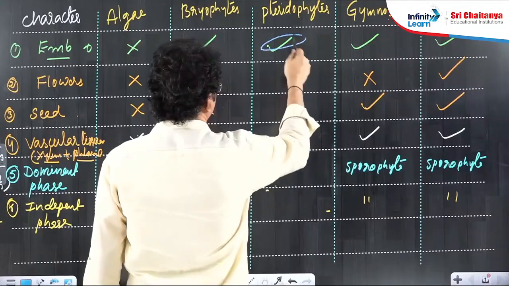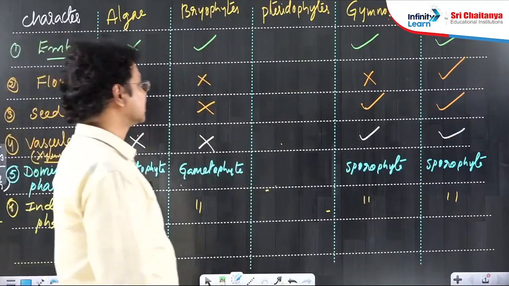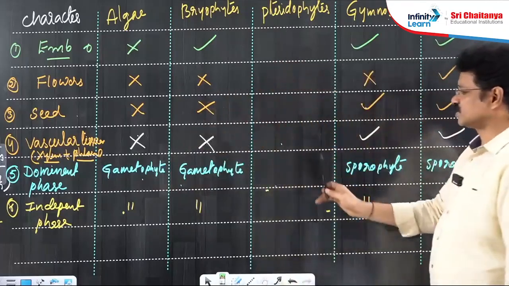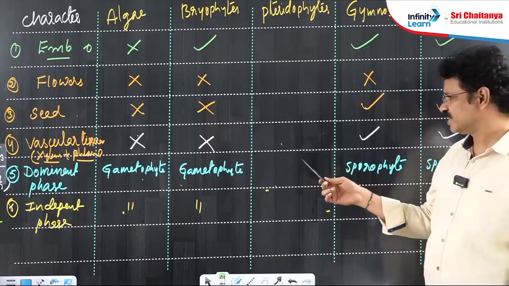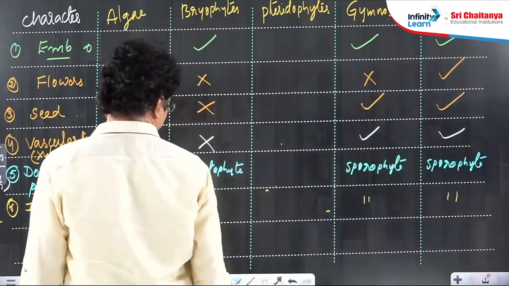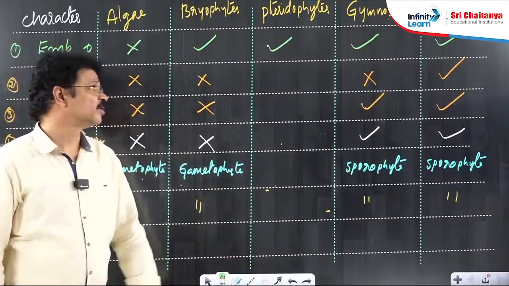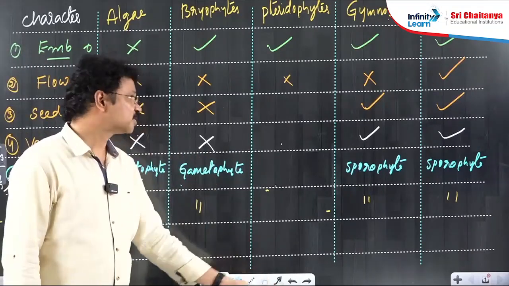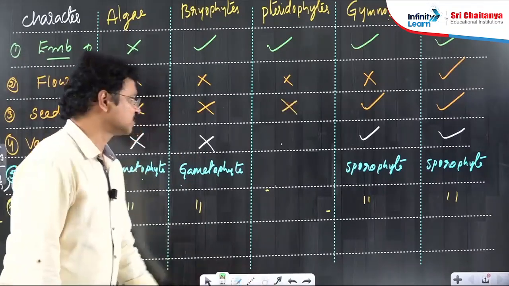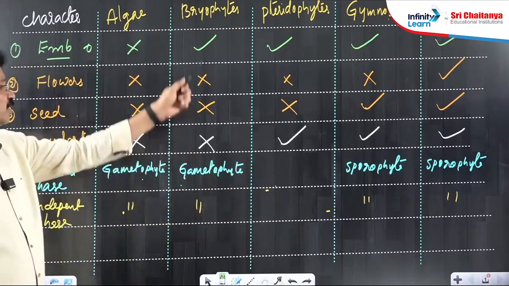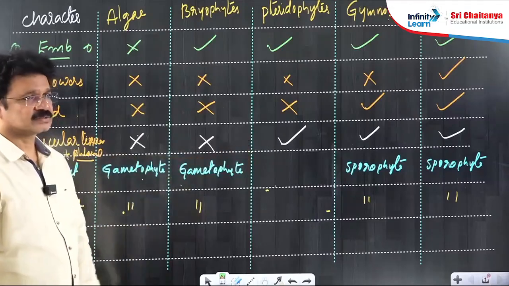Next, coming to pteridophytes. Scan properly to give answers. Try to give answers about the pteridophytes among these 6: which are present, which are absent, which phase is dominant, which phase is the independent phase. Coming to the first point, embryo present or absent in pteridophytes? Embryo present. Next, flowers absent. Seeds absent. That's why such are non-seed plants. Vascular tissues present. Hence, pteridophytes are the first tracheophytes.